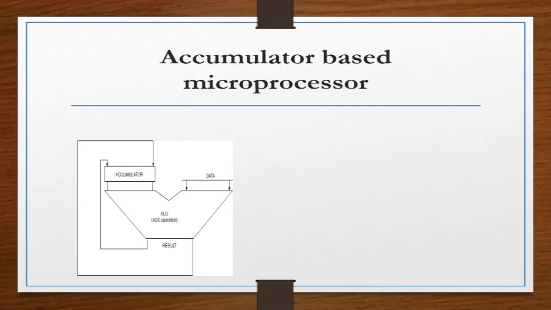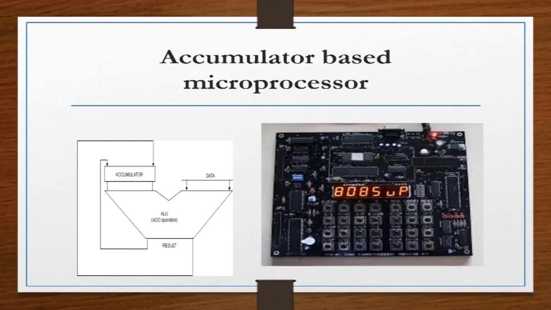In an accumulator-based microprocessor, such as the Intel 8085 and Motorola 6809, the data is assumed to be held in a register called the accumulator. All arithmetic and logic operations are performed using the register as one of the data sources. The result after the operation is stored in the accumulator. 8-bit microprocessors are usually accumulator-based.